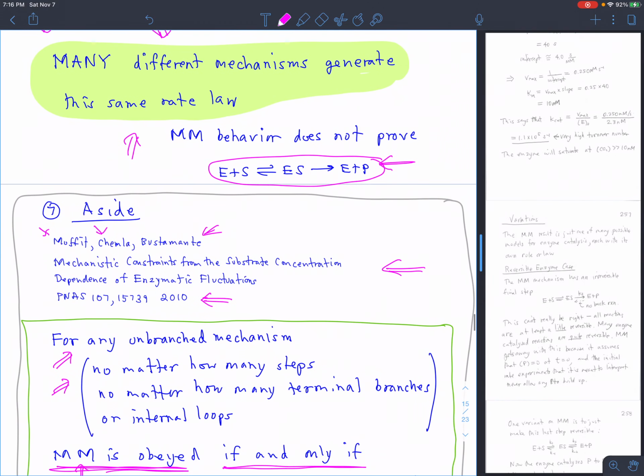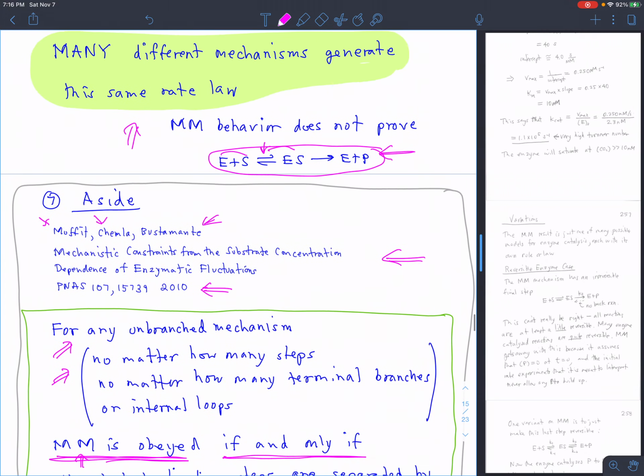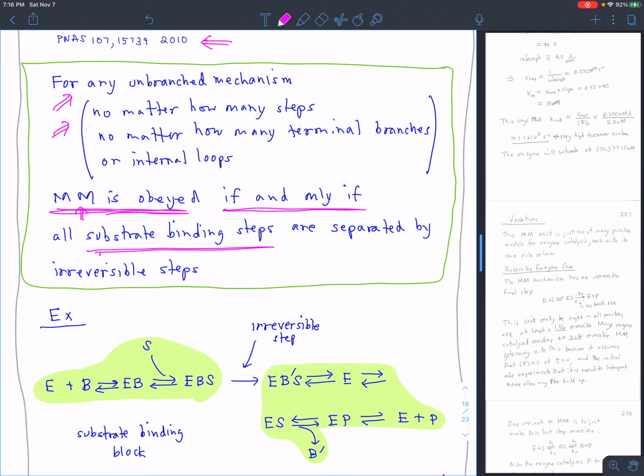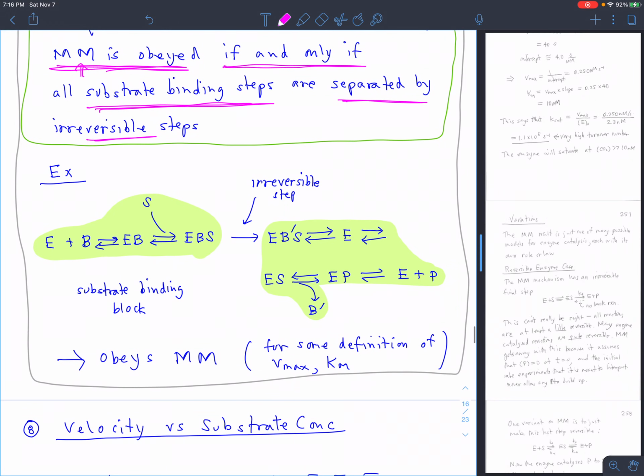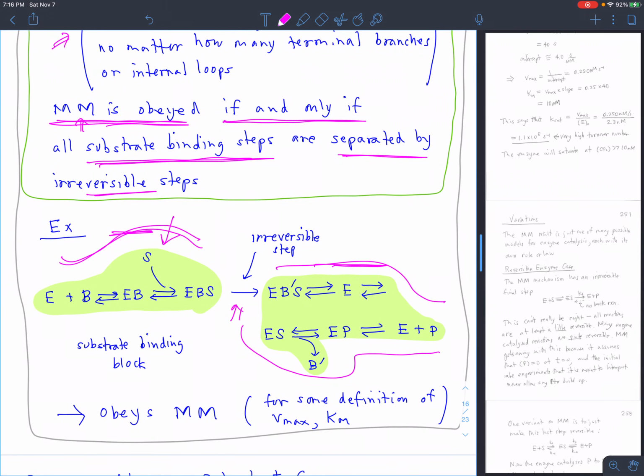so the substrate binding step in the simple Michaelis-Menten is this one, right? That's a place where a substrate is being bound to form an enzyme-substrate complex. If all those substrate binding steps are separated from each other by an irreversible step, so something like this. Here's a bunch of steps, one of which is a binding step. Here's another bunch of steps. I just made this up as an example, but there's an irreversible step between this block of steps and this block of steps. And there are no irreversible steps right on the binding steps themselves.